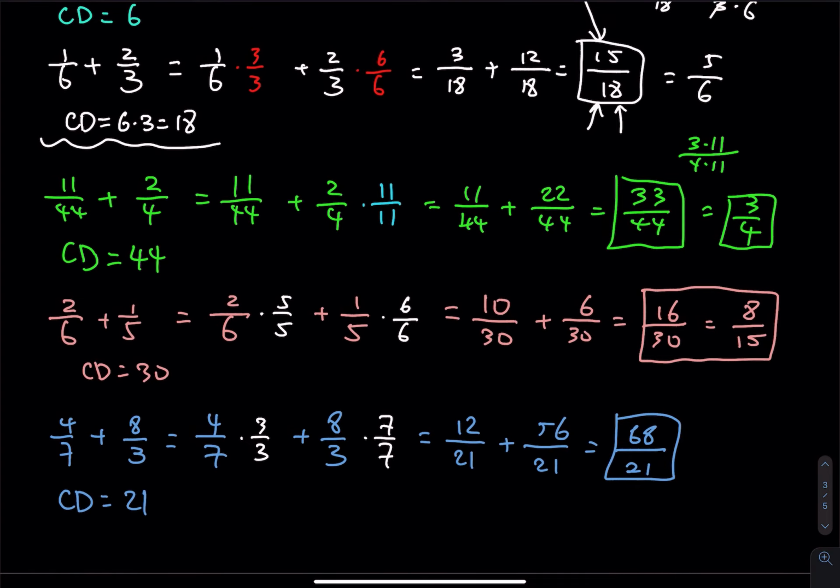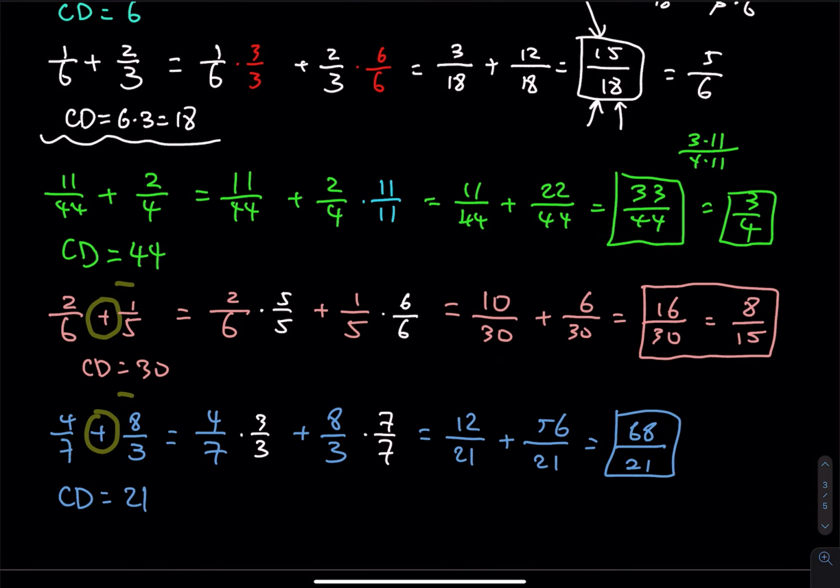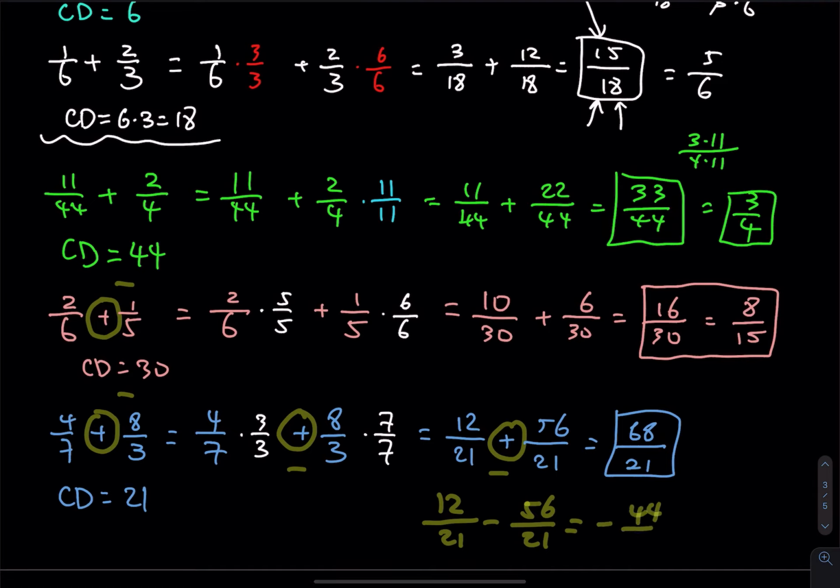So that's how you add and subtract fractions. Now, you might want to ask me, hey, let's do a what if. What if this is a minus? Just a what if. So for the blue one, if that is a minus, then you have 12 over 21 minus 56 over 21, so you are doing 12 minus 56. That gives you a negative 44. Then you have negative 44 divided by 21 if the operation is minus.